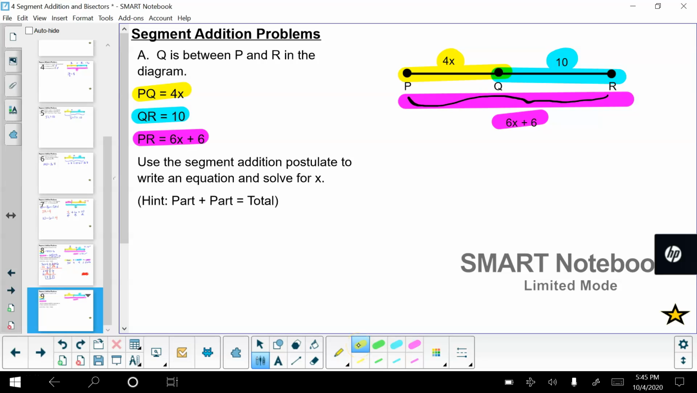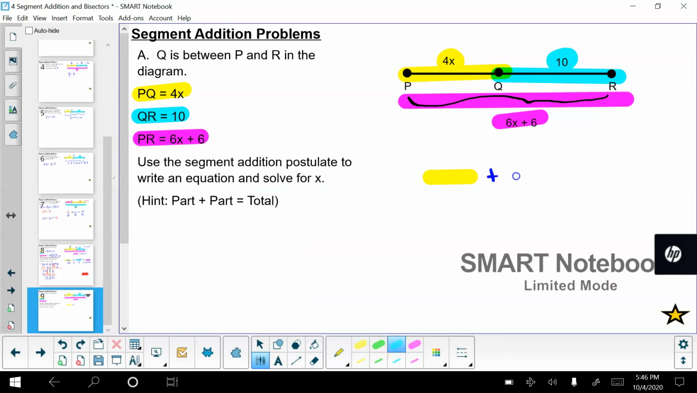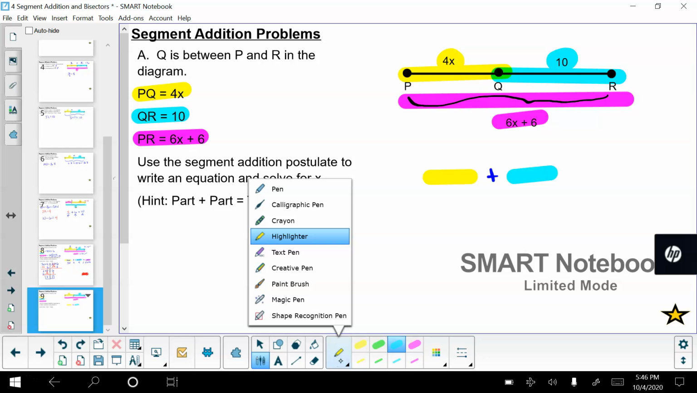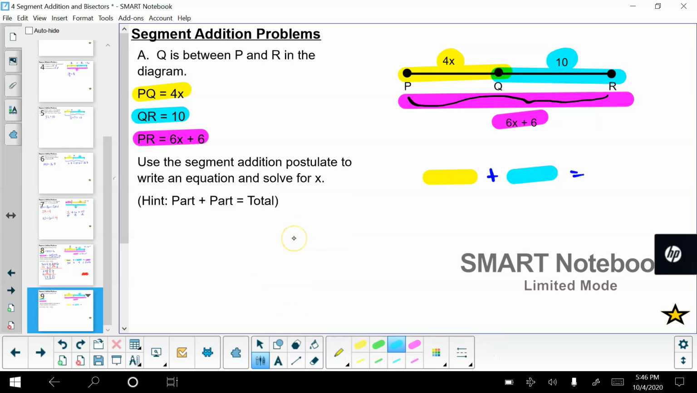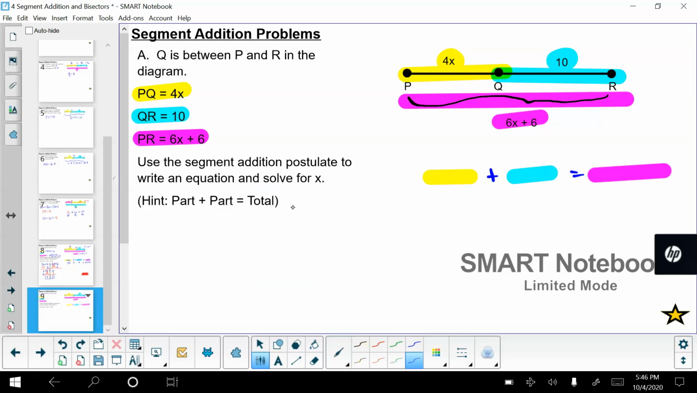And just like before, I'm going to model this with colors. If I remember that my first part was yellow, and then I'm going to be adding it to my second part, which is highlighted in blue. And then together, that's going to equal the total, the full line segment, which is highlighted in purple. Well, let me get that off of there and get my purple good. There we go. And now I'm also going to fill in what those line segments are.